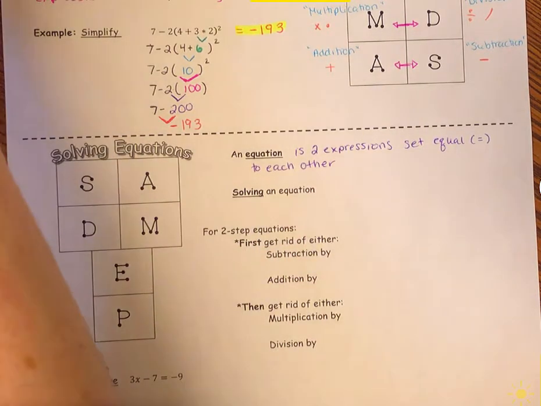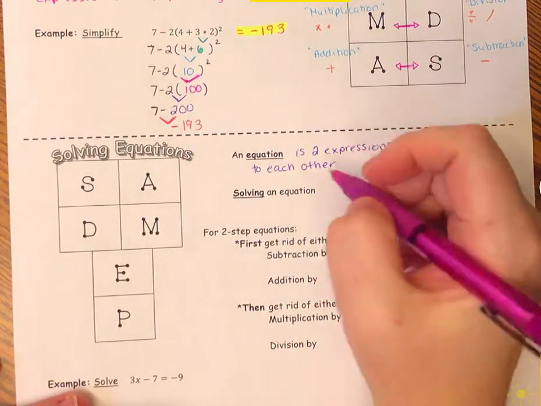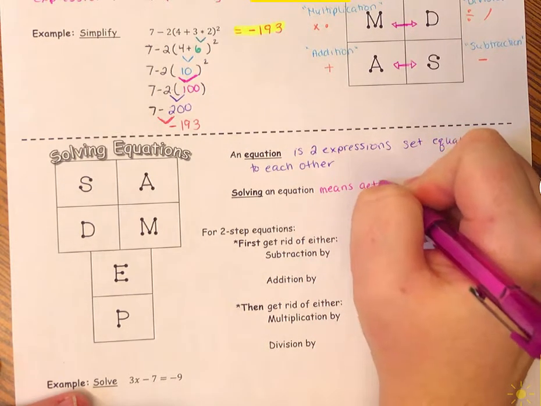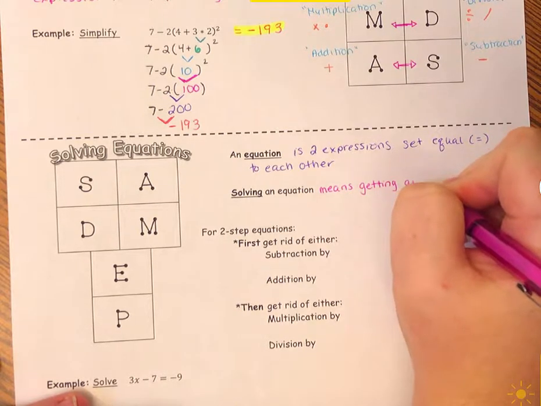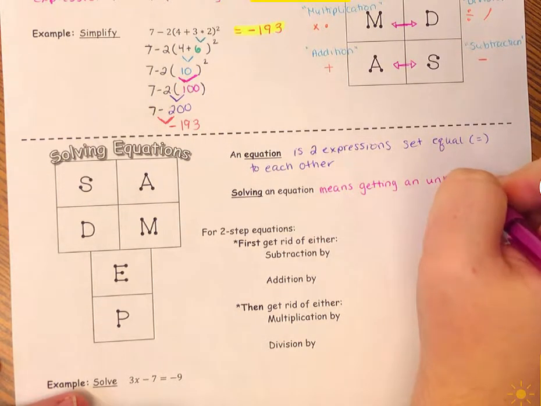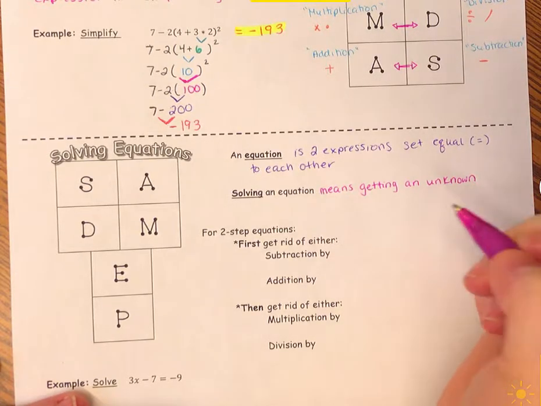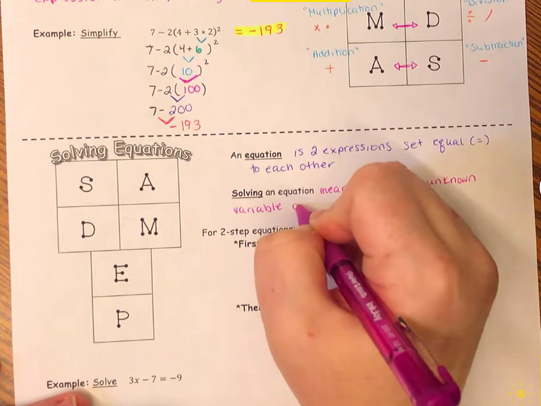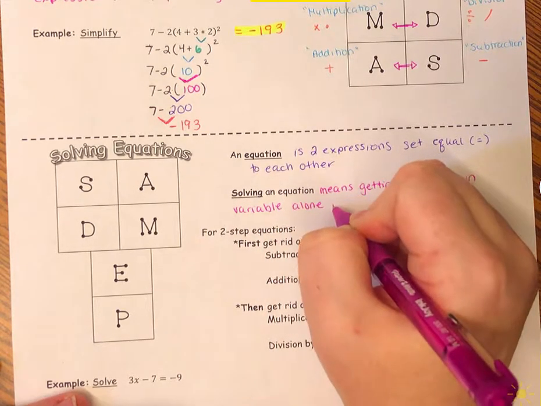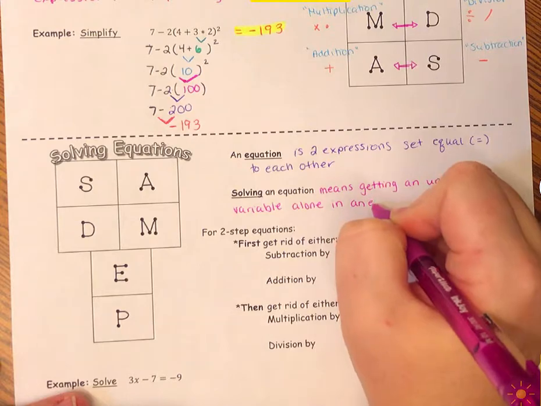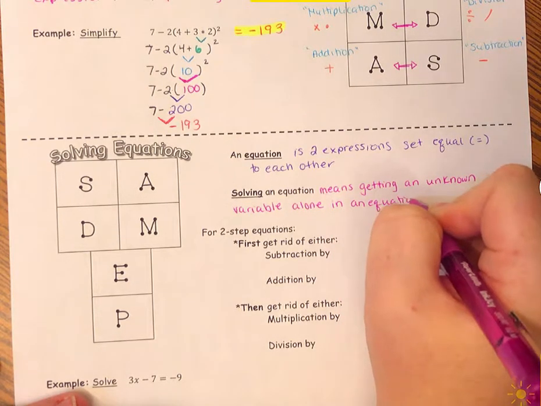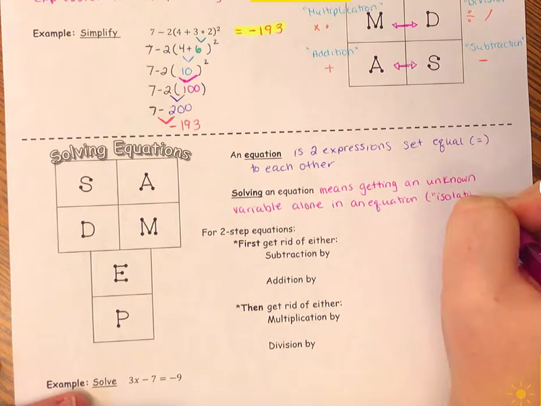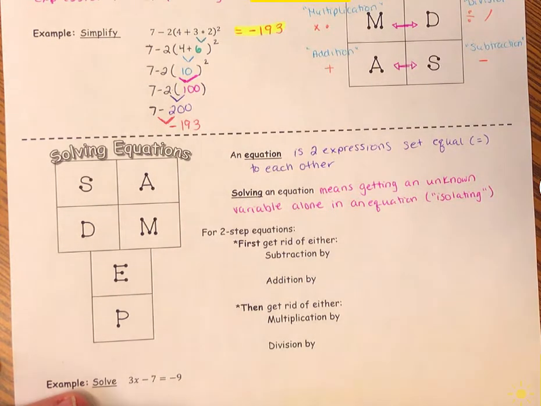Solving an equation means getting an unknown variable alone in an equation, which another word for that is when we are isolating. We're going to isolate a variable.